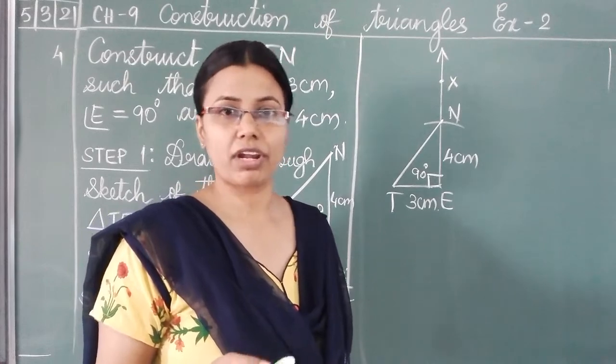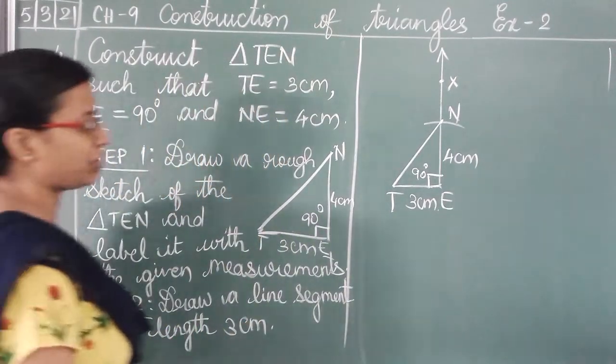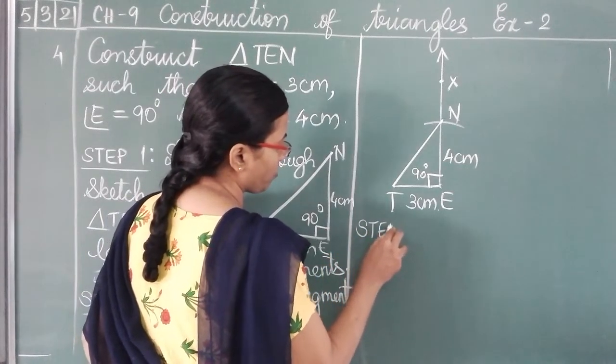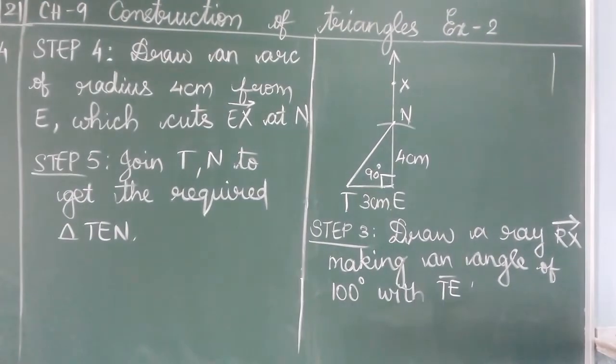So now let us write the steps for construction. Step 2 we have already finished. Now let's write step 3. Step 3, draw a ray EX making an angle of 90 degrees with TE. Step 4, draw an arc of radius 4 centimeters from E which cuts EX at N. And the last step is step 5, join TN to get the required triangle TEN.